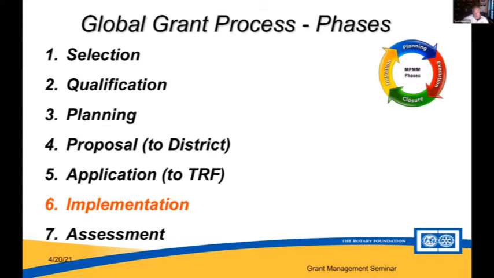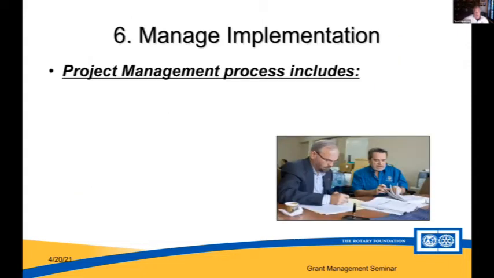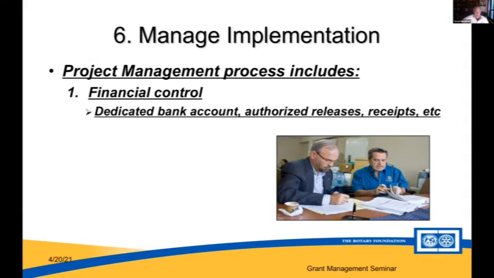Next step, when you're approved, then the funding, you need to send in any of your monies, and the Rotary Foundation will then take the total money and send it to your dedicated bank account, and you can start implementing your project. Again, just like any other project, this requires good project management. That's financial control. We've talked about dedicated bank accounts. Typically, 2 people need to authorize release. That's the club president and 1 other person.